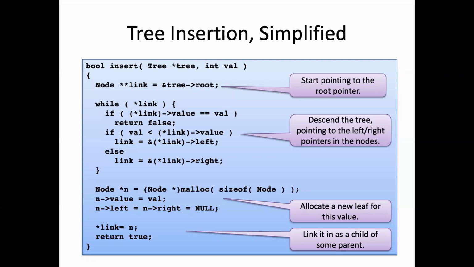And then at the end, I'm almost done. I just need to link it into the tree. Link is a pointer to the pointer out of the leaf of the tree. Let me try to say that better. Link is a pointer to the pointer I need to change. So if I dereference link and then assign that to n, now that pointer out of one of the leaf nodes of the tree now points to this node.